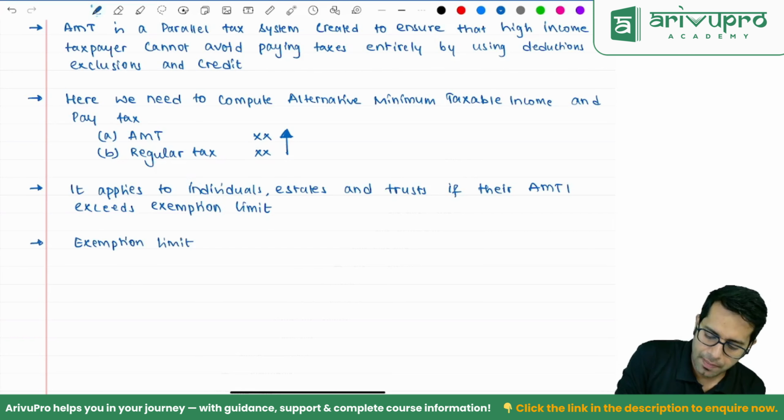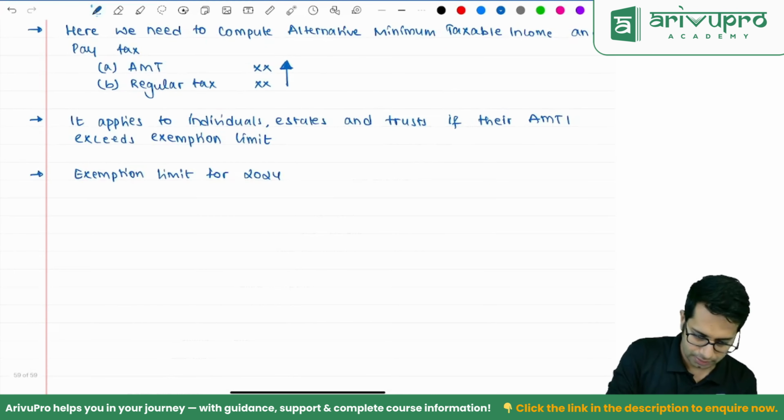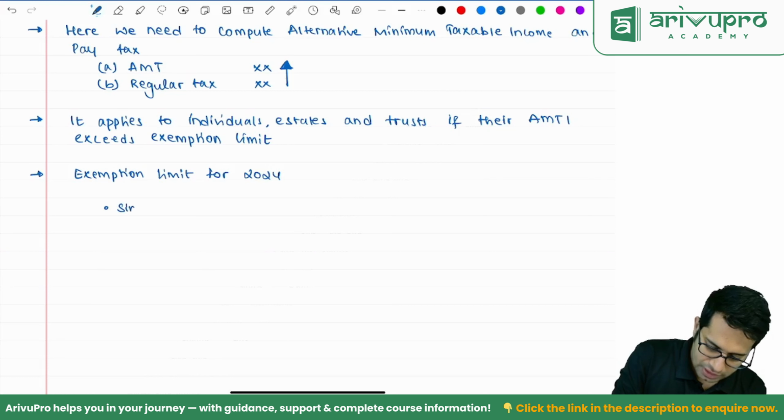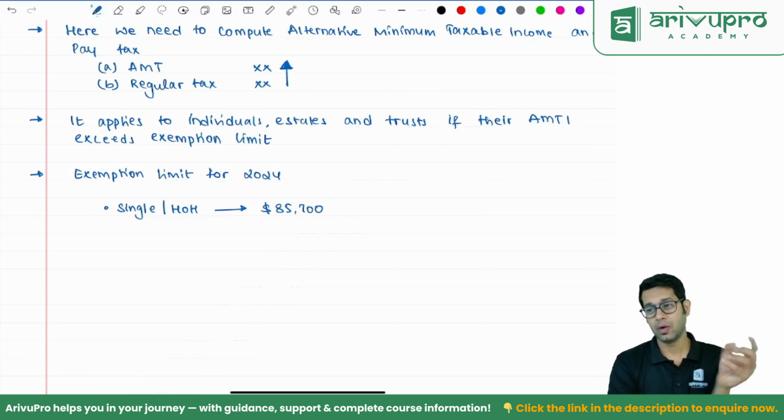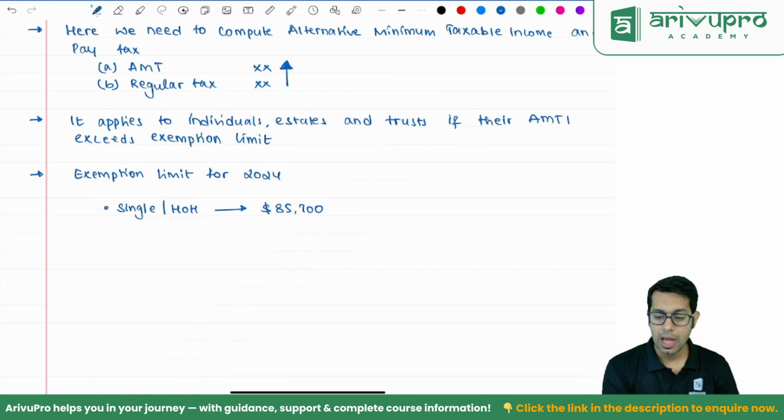Exemption limit for 2024. If you are single or head of household, then the exemption limit is $85,700. Meaning, first you are supposed to compute your alternate minimum taxable income. If that alternate minimum taxable income for a single or head of household is more than $85,700, then they will have to pay this alternate minimum tax.